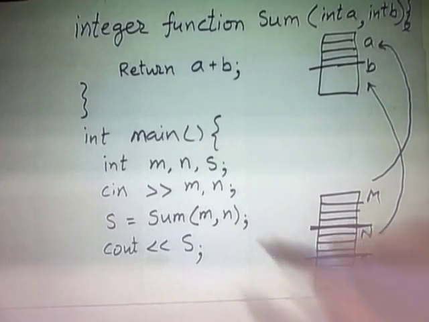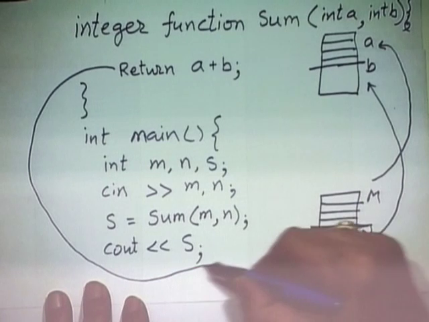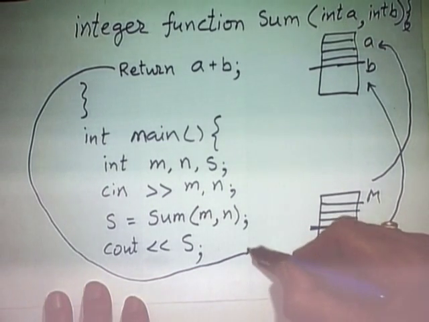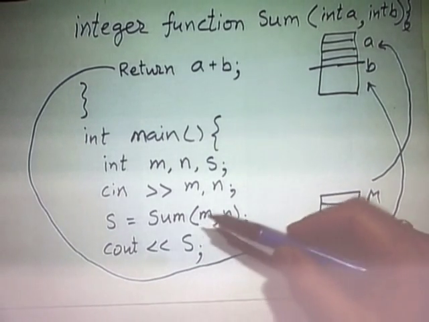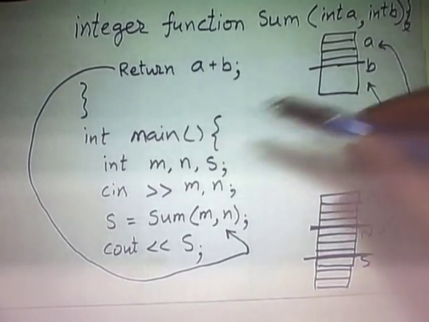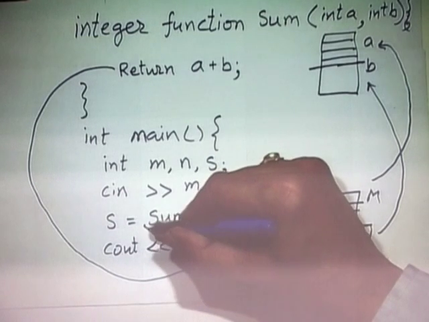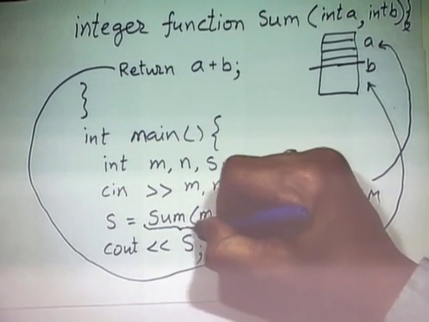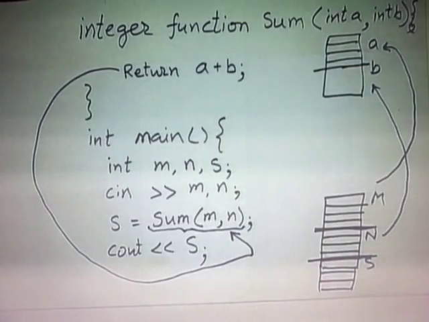And the return value, which is returned by this statement, is returned back into this expression. So when I say S is equal to sum(M, N), M and N go into A and B. A and B are added. And the return value becomes the value of this entire expression, by the way. This whole expression is replaced by the return value, which then gets assigned to S and so on. This is called passing by value.